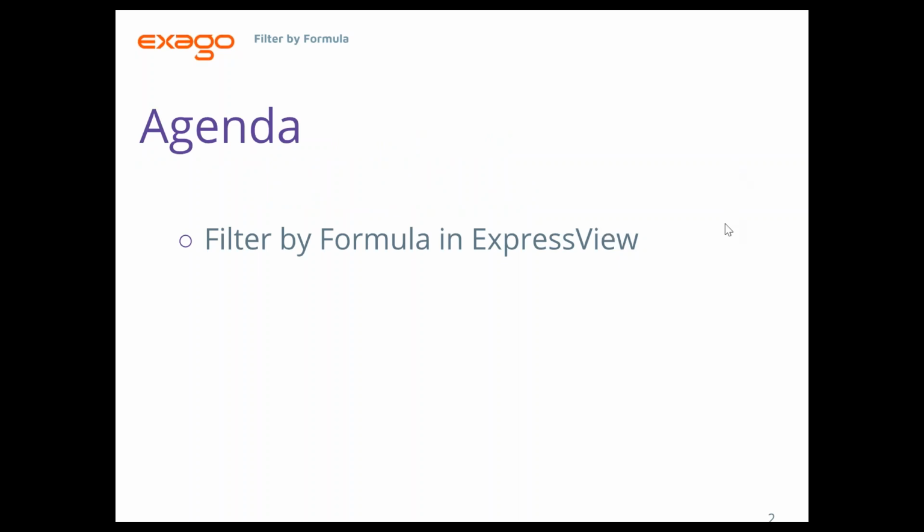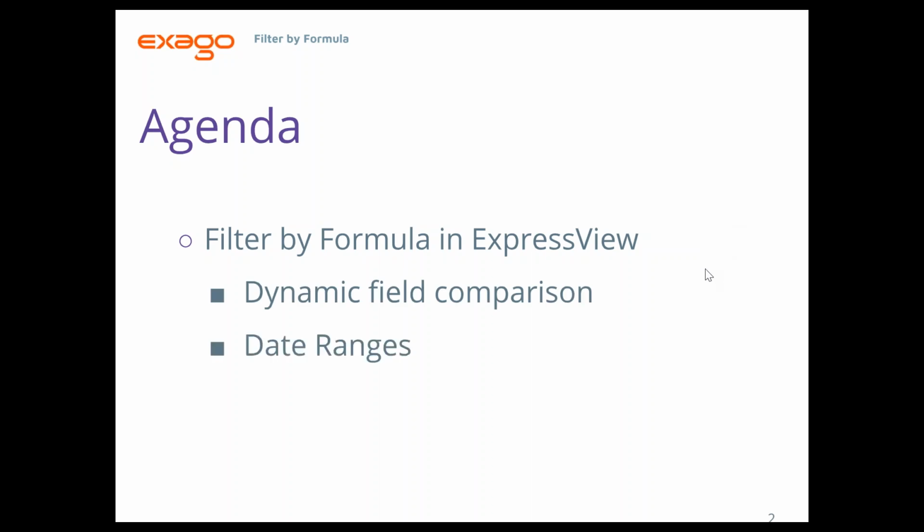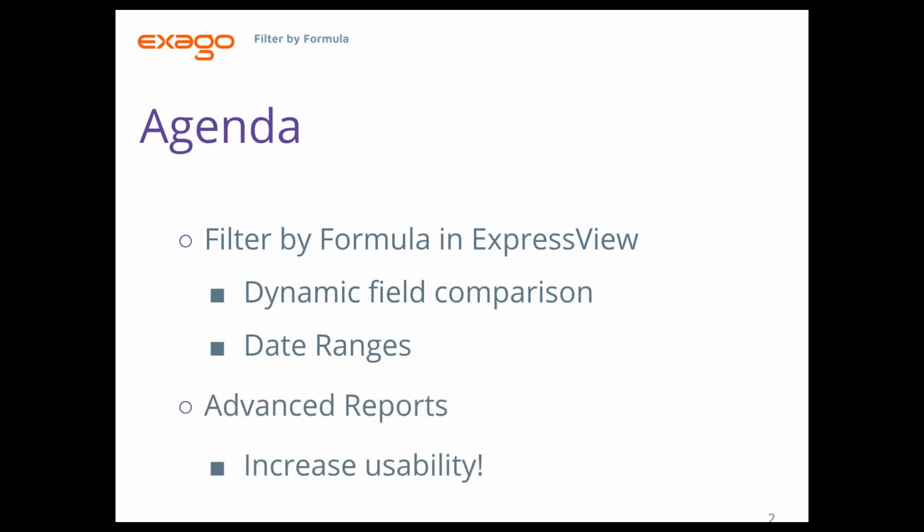I'm going to show filter by formula in ExpressView. We're going to do a dynamic field comparison as well as showing a date over date range comparison. It's very common that we get requests for things like year over year, quarter over quarter across a couple years. I'm going to show you how using filter by formula, the easiest and fastest way to get to those end results. And we're going to do it in ExpressView, right? That's great. Then we're going to talk about advanced reports.